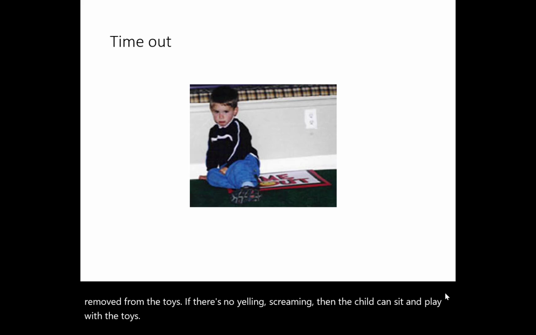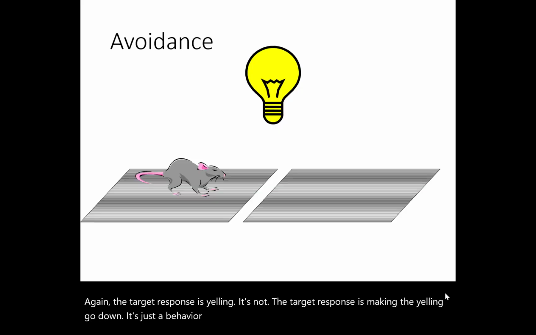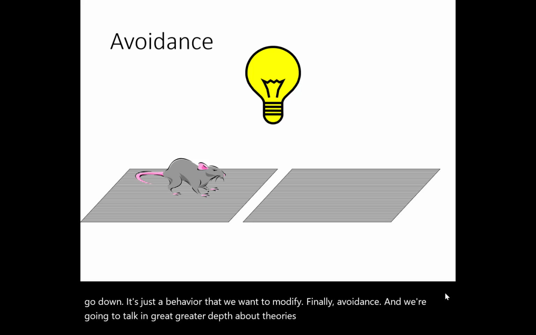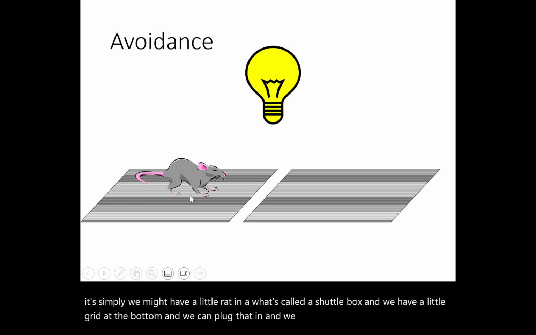Again, the target response is yelling. It's not that the target response is making the yelling go down. It's just a behavior that we want to modify. Finally, avoidance. And we're going to talk in greater depth about theories of avoidance in another lecture. But it's simply, we might have a little rat in what's called a shuttle box. And we have a little grid at the bottom. And we can plug that in and we can give the animal a little shock.